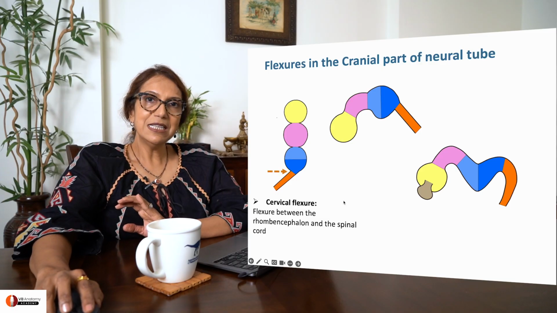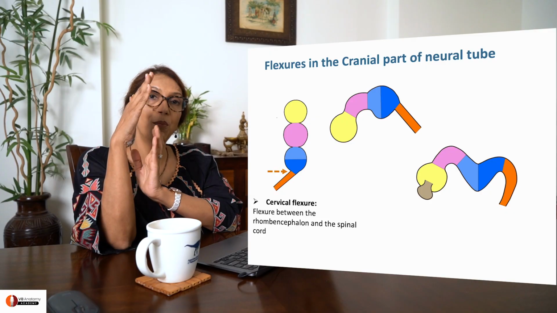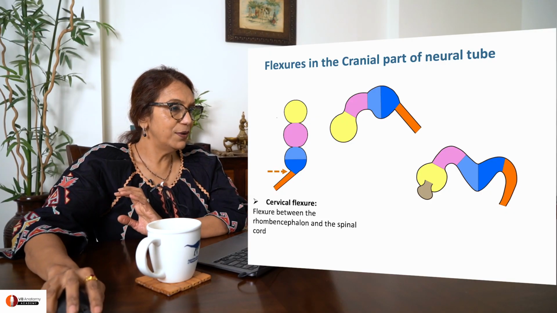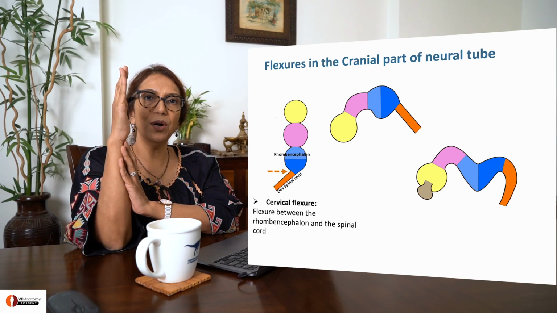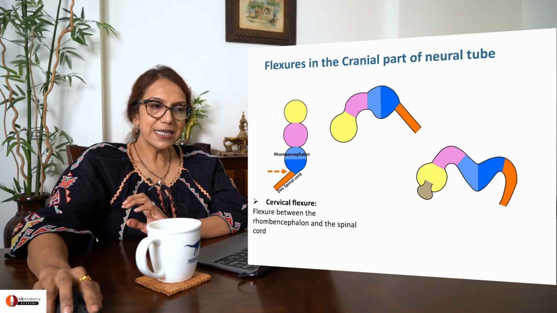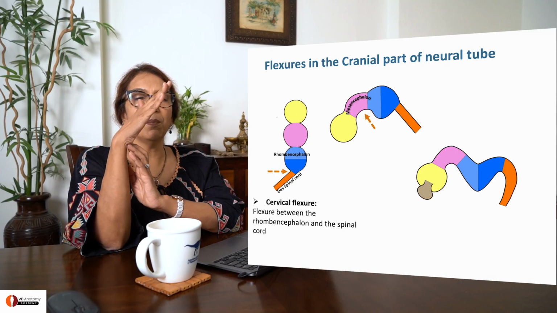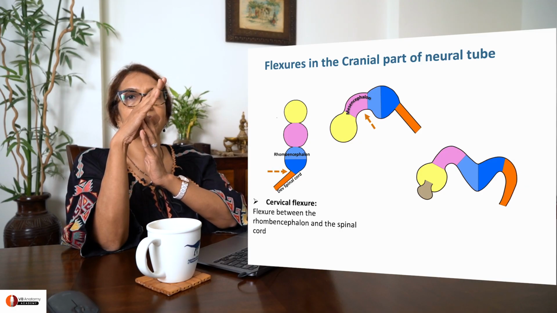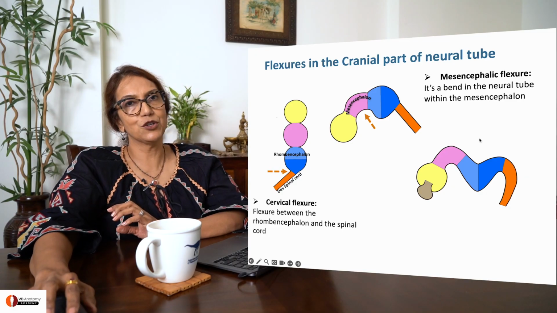Here you're seeing the first flexure between the narrow tubular part and the rhombencephalic dilatation. This is called the cervical flexure, between the rhombencephalon and the developing spinal cord. So finally, the spinal cord is long and the rhombencephalon has started to bend. The next flexure you will see is within the mesencephalon. If this was your rhombencephalon and this was your mesencephalon, it just bends on itself. It just shows a little bend on itself. This is called the mesencephalic flexure.